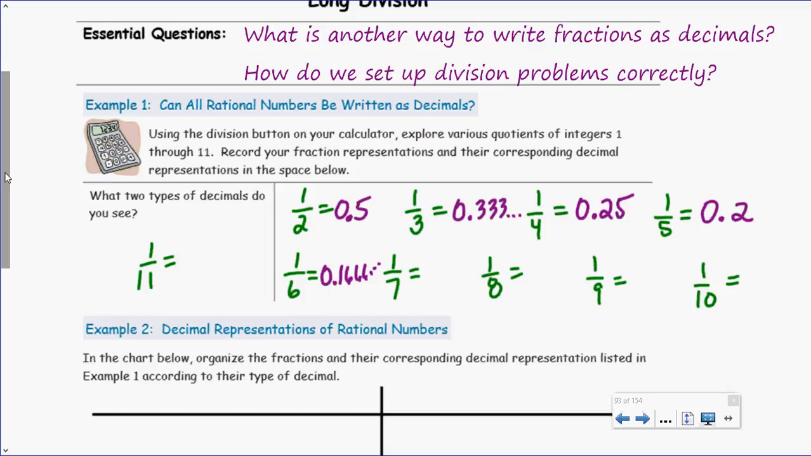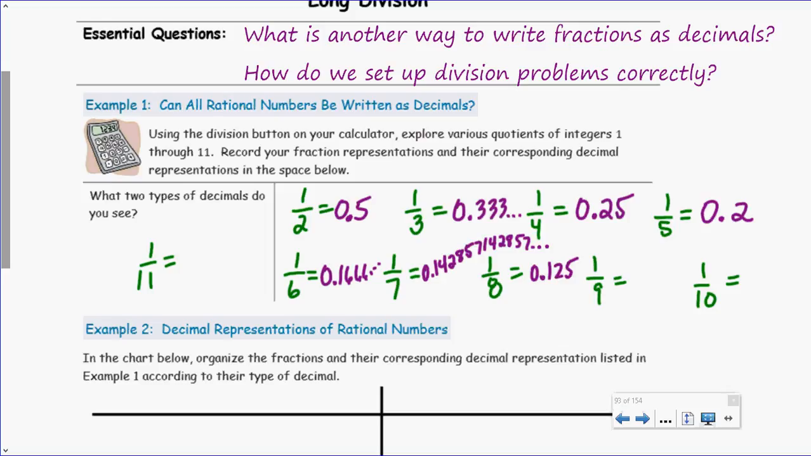1/7, this one is really strange. It's 0.142857142857 if you kept it going. So that one looks really strange, but it actually looks like the digits repeat. It depends on how many digits you can see in your screen in order for you to be able to tell that. Okay, and then 1/8, this one's not too bad, 0.125.